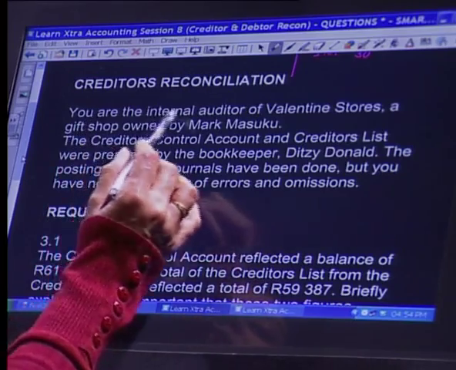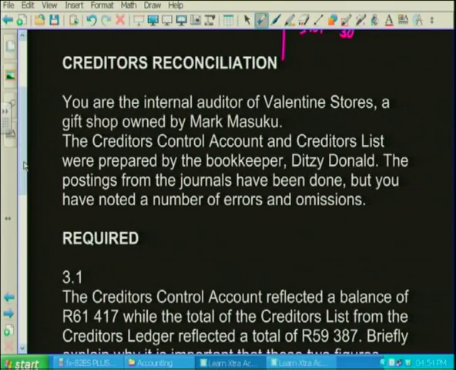Welcome back, guys. We've just looked at your debtors reconciliation. We're now ready to move on to your creditors reconciliation. You are the internal auditor of Valentine Stores, a gift shop owned by Mark Masuko. The creditors control account and the creditors list were prepared by the bookkeeper, Didzi Donald. The postings from the journals have been done, but you've noticed a number of errors and omissions.